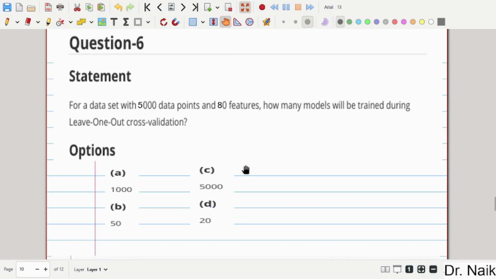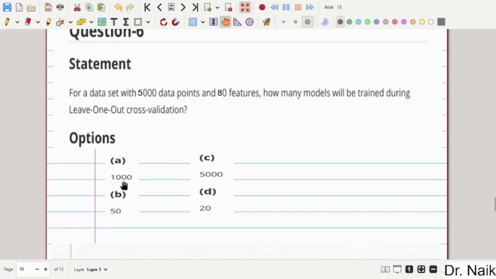Let us see another question. Question number 6. For a dataset with 5000 data points and 80 features, how many models will be trained during leave one out cross validation? Option A is 1000, option B is 50, option C is 5000 and option D is 20.